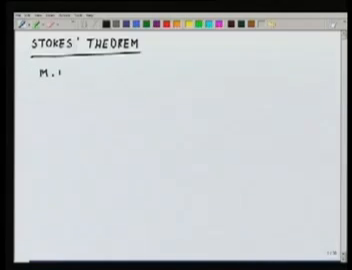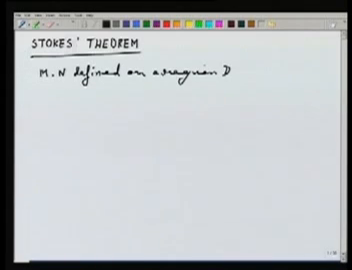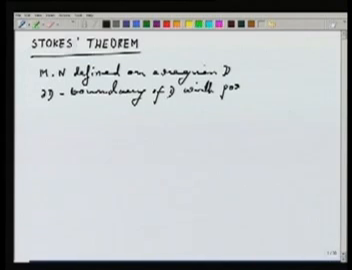So the theorem was that suppose I have functions m, n defined on a region D, okay, and let us say delta D denotes the boundary of D with positive direction. This positive direction just means that I orient the boundary in such a way that the region D is on the left hand side of myself.